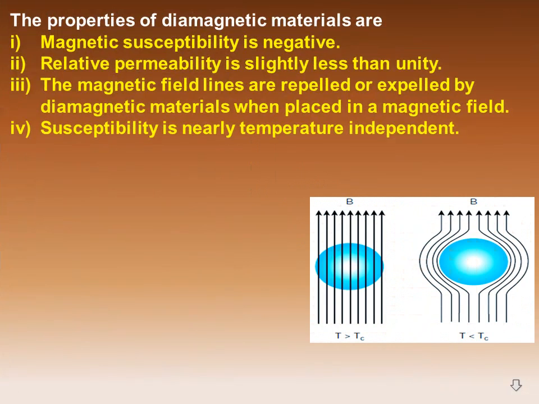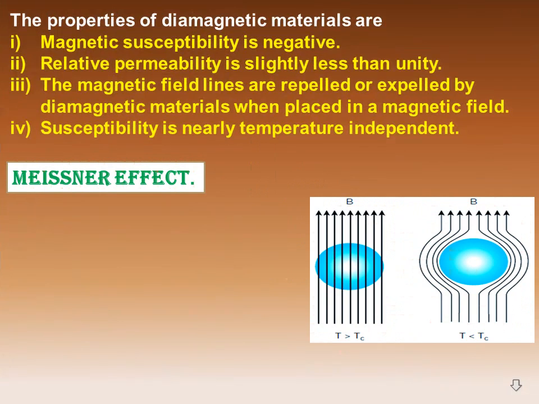Fourth, the susceptibility is nearly temperature independent. See here in this picture, for the diamagnetic materials, if the temperature is greater than the critical temperature, the field travels towards the material. If the temperature is less than the critical temperature, then it deviates from that material.